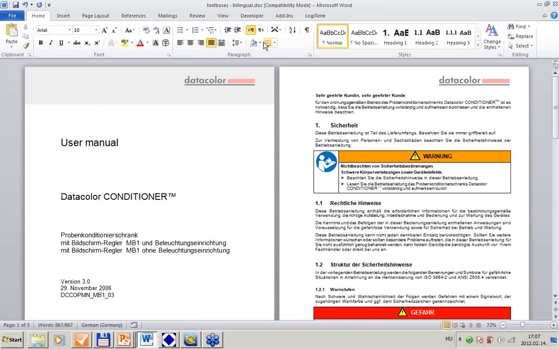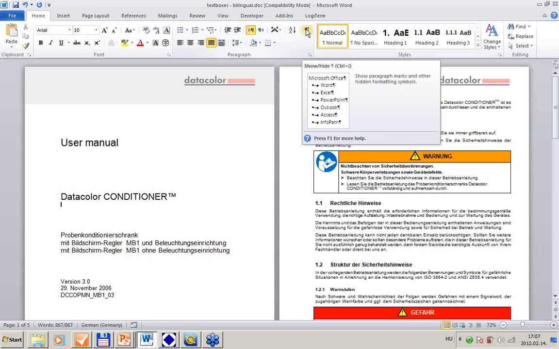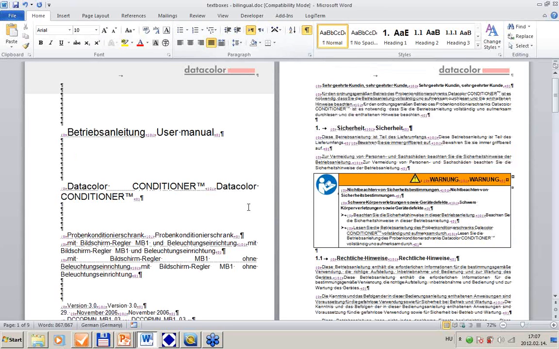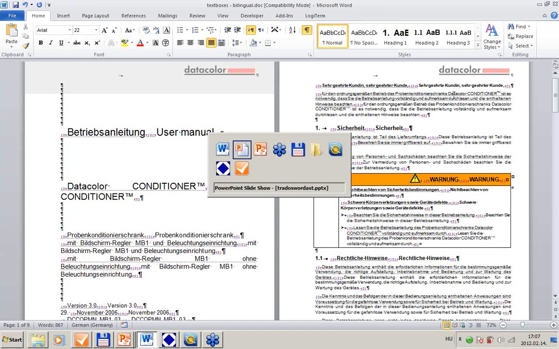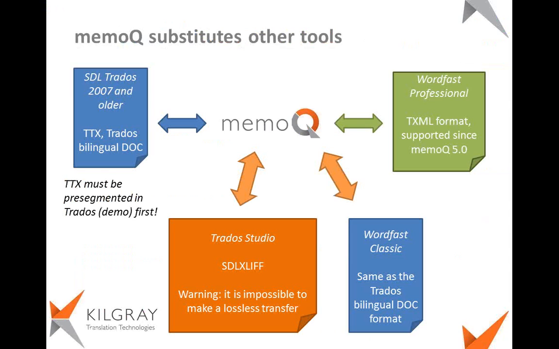So this is it. At first sight, this is a plain Microsoft Word document. As soon as you turn on hidden text, you see the source here, and you see these funny segmentation codes between the source and target and before each segment pair. So these are the two formats of Trados, SDL Trados 2007 and older. Actually, Wordfast Classic, the older Wordfast product, uses the same bilingual format. So that is basically not very different from the point of view of MemoQ.